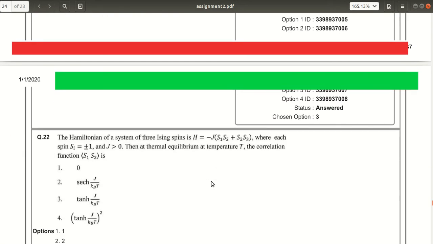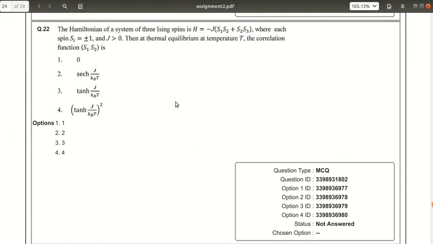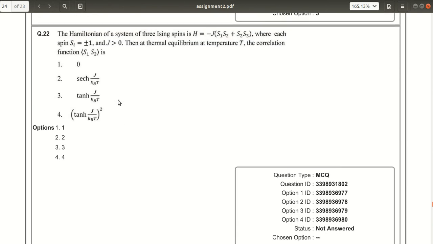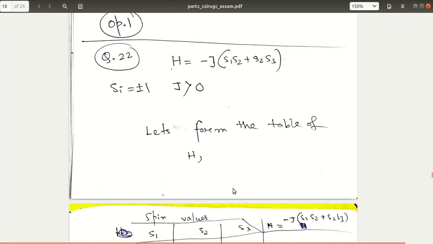The next question is a very good question. The Hamiltonian of a system of 3 Ising spins is H equal to minus J times (s1 s2 + s2 s3), where each s_i is plus or minus 1 and J is greater than 0, and thermal equilibrium is at temperature T. For the correlation function, you need to calculate the average of s1 s2, right? So here the Hamiltonian is H equal to minus J (s1 s2 + s2 s3).